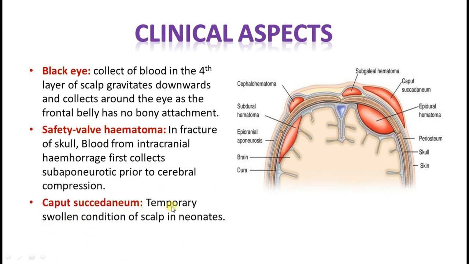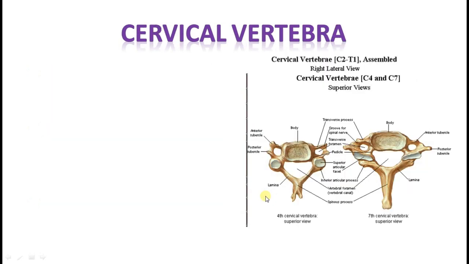Caput succedaneum is a temporary swollen condition in neonates. Okay. It does not occur in all neonates, but sometimes when the head passes through the birth canal during labor, it might produce a temporary edematous condition, a localized edema, and that usually resolves after a few days. So that is not a serious condition. So with this, I have completed the scalp. I would also like to discuss certain aspects about the cervical vertebra.